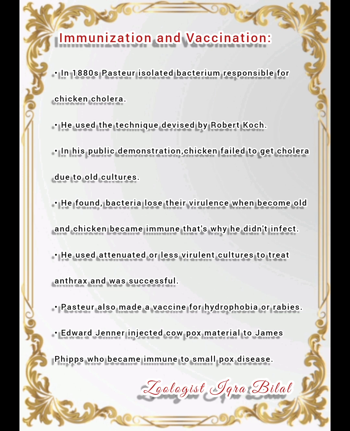Actually, Pasteur was saying that these organisms were responsible for this disease, and he injected these organisms into the chicken in front of the public and waited for the chicken to get the disease, and the chicken didn't get the disease because the culture he used to inject was very old, and that's a very famous and common story. He found that bacteria lose their virulence when they become old and the chicken becomes immune. That's why he did not infect. So that was another discovery based on that mistake or demonstration.